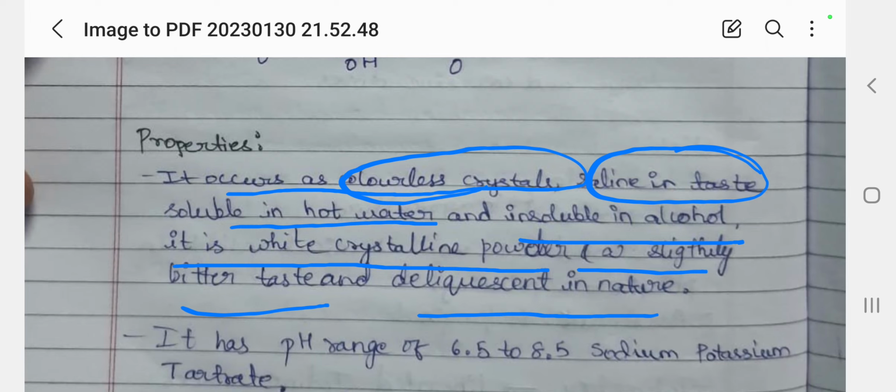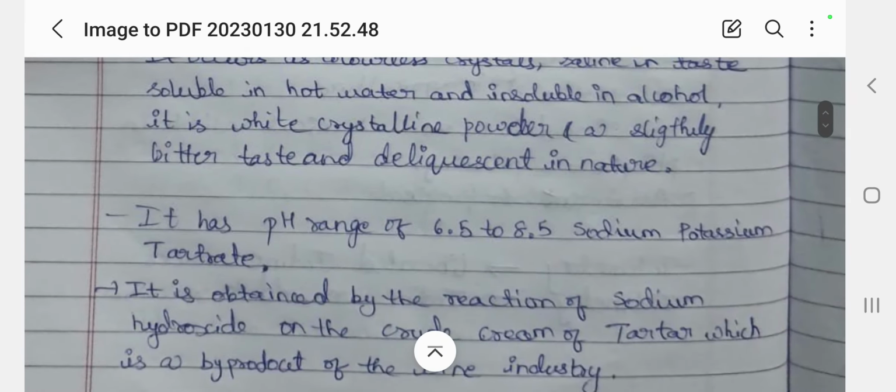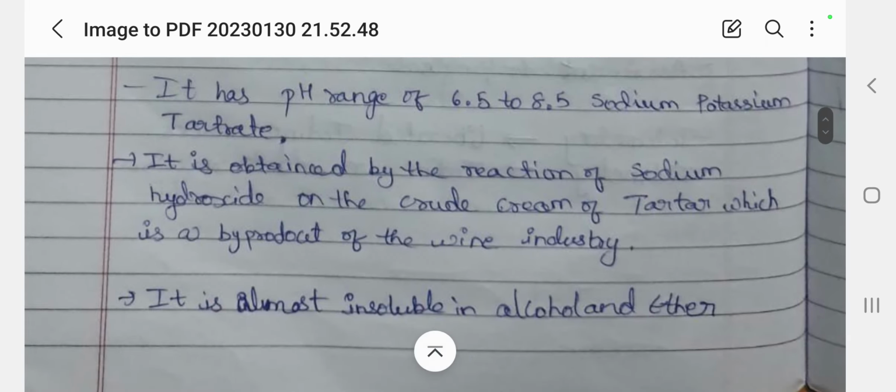Soluble in hot water and insoluble in alcohol, and that slippery and smooth nature is known as saline in taste. It is a white crystalline powder with a slightly bitter taste and deliquescent in nature. So these are the overall properties of sodium potassium tartrate, and it also has a pH range of 6.5 to 8.5. Next, it is obtained by the reaction of sodium hydroxide on crude cream of tartar, which is a byproduct of the wine industry.